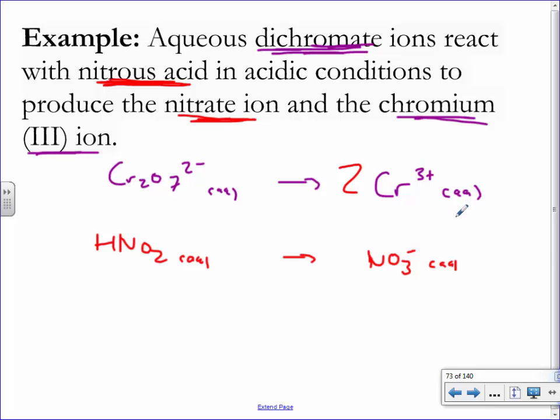Remember how I said a few seconds ago that these are in aqueous solutions? Water itself could be a reactant. Or why don't I make it a product? I'm going to put 7 waters on this side right here. Why did I put 7 waters on that side there? What am I trying to balance?